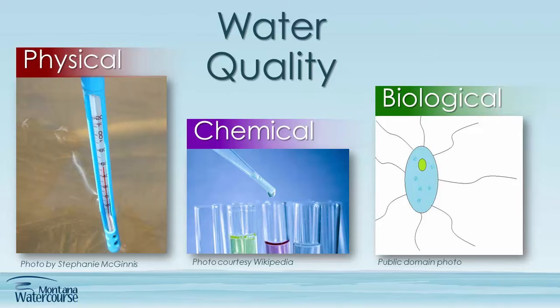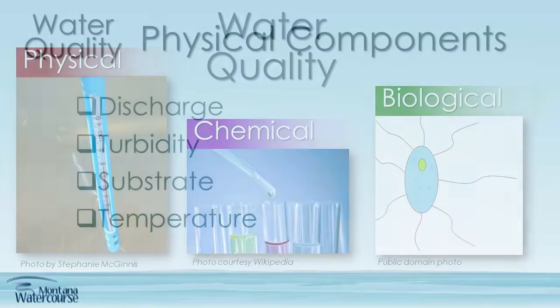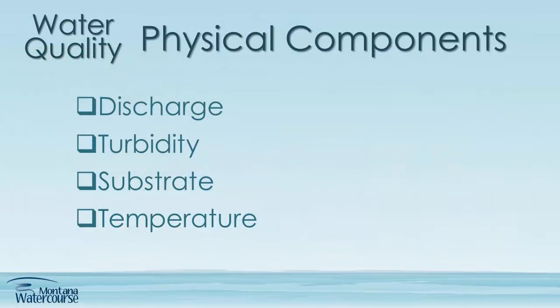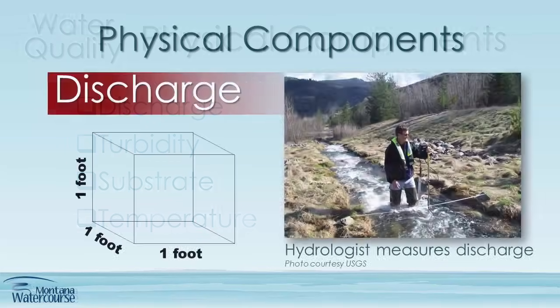There are many different factors or parameters to consider when thinking about water quality. Here we will discuss the primary and most common parameters measured to assess water quality. Discharge, turbidity, substrate, and temperature are common physical parameters considered when it comes to water quality.